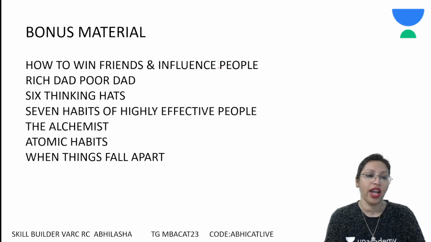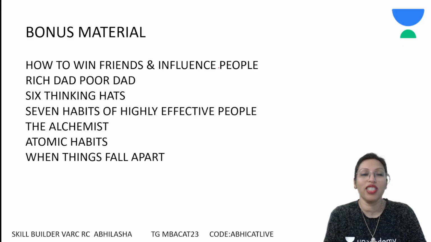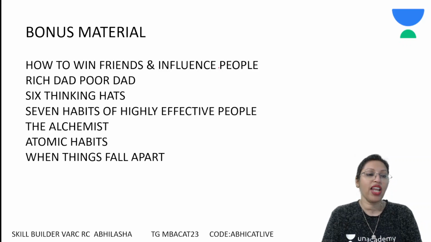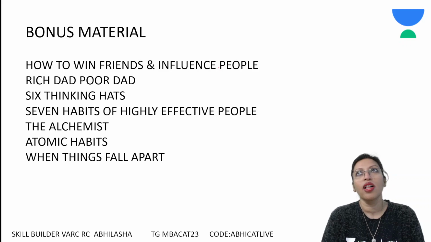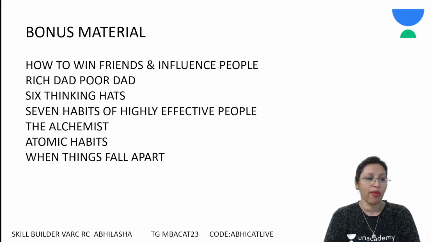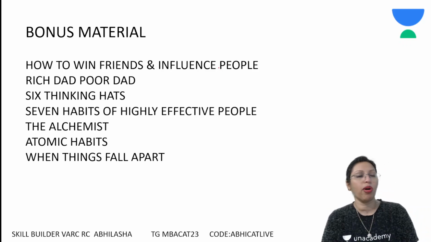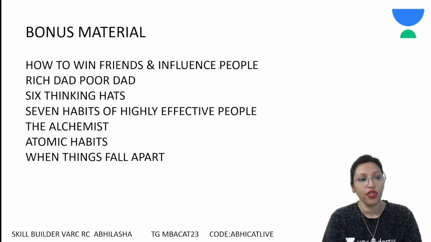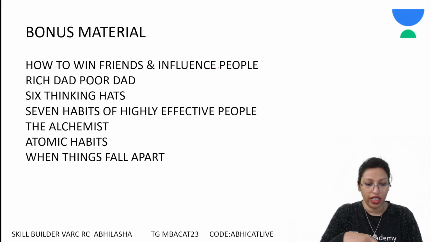Number 1, How to Win Friends and Influence People, one of the biggest bestsellers across the world, by Dale Carnegie. Rich Dad, Poor Dad, that's the second one. 6 Thinking Hats, very interesting book. The 7 Habits of Highly Effective People by Stephen Covey, again one of the biggest bestsellers. The Alchemist by my favorite author Paulo Coelho, gives you a way of life. Atomic Habits, how to structure your habits and how to make your habits better. And When Things Fall Apart, what to do when everything is going wrong. These are some really good books for all of you that you should be reading away to glory.